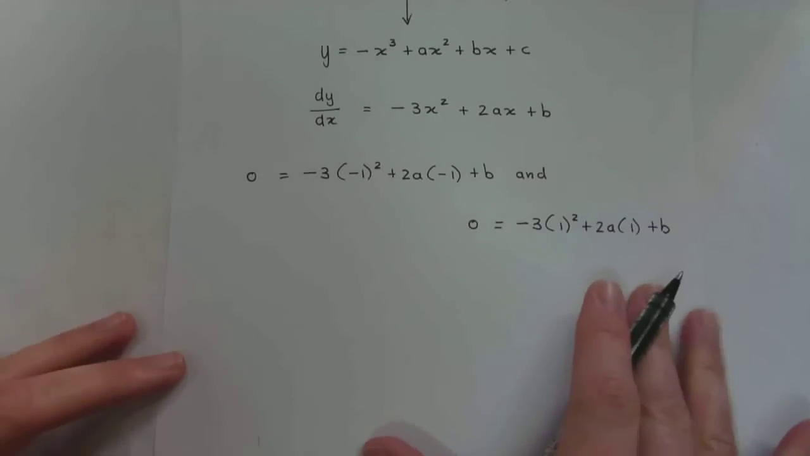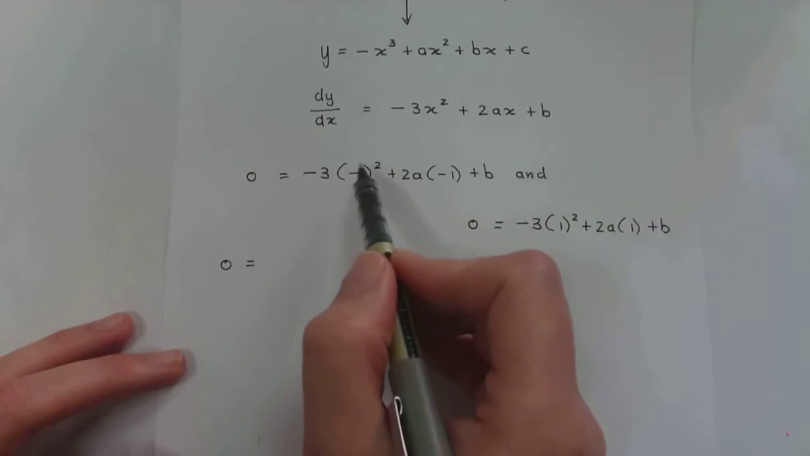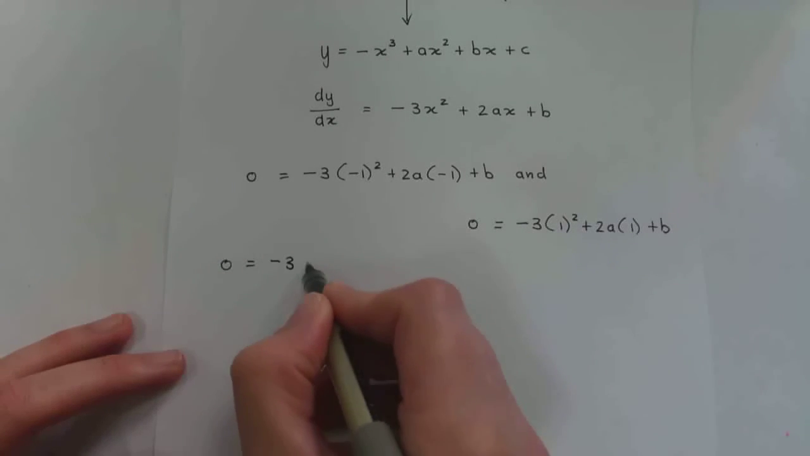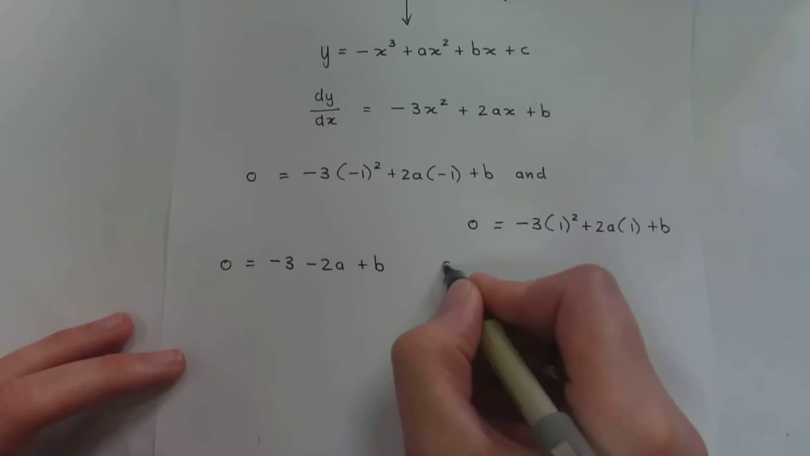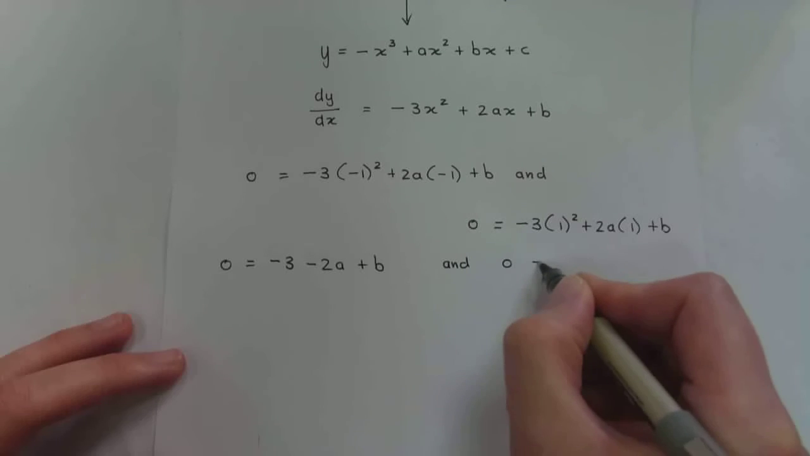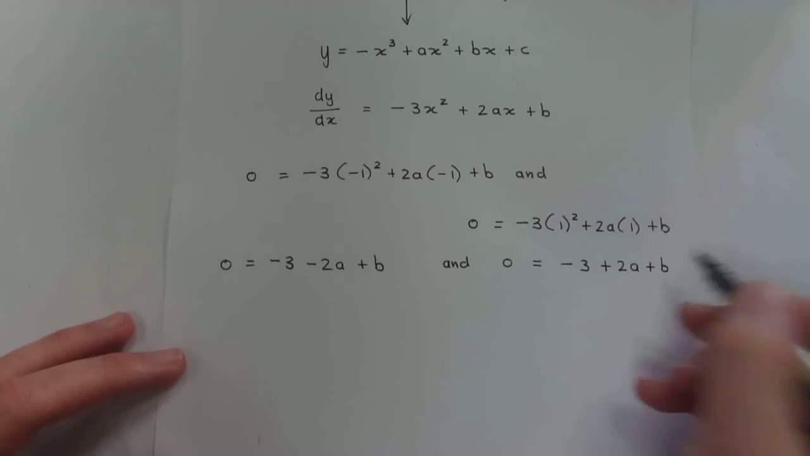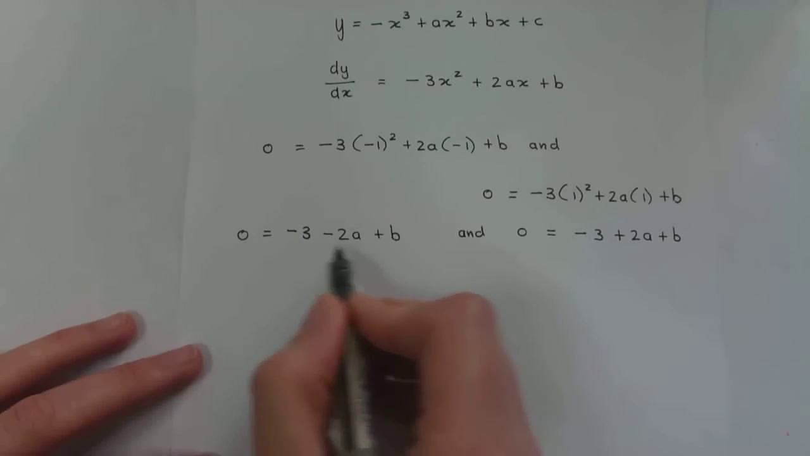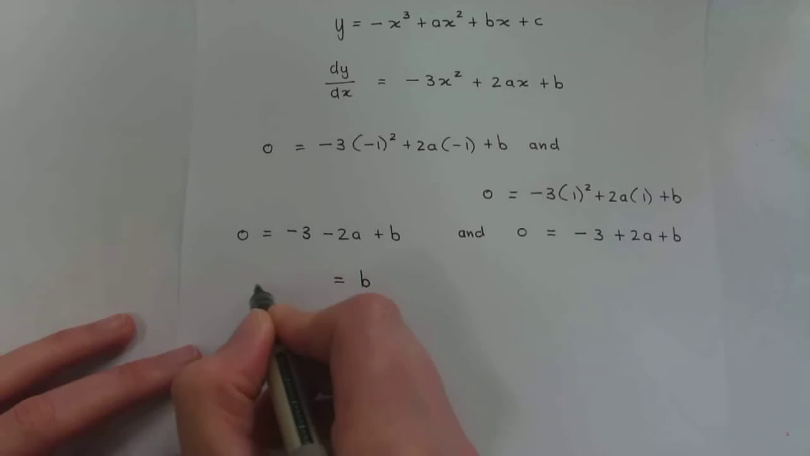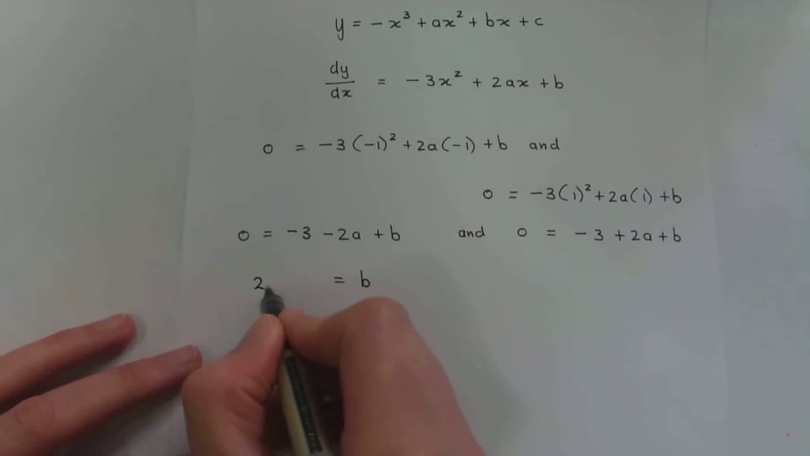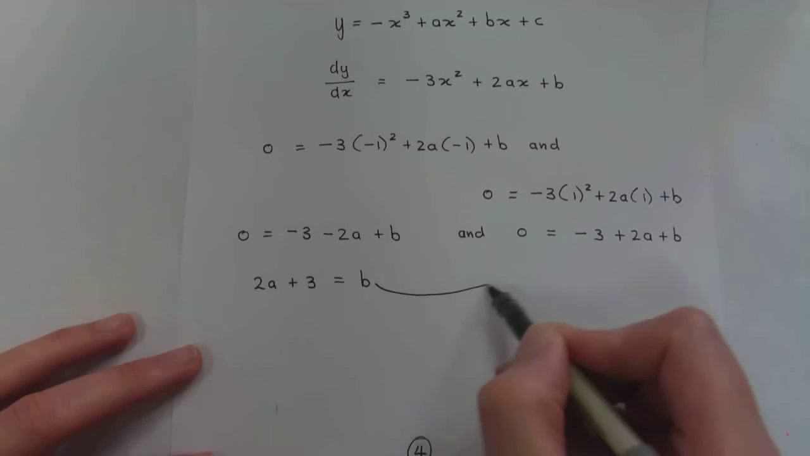So I'm going to simplify this one first, and I'm going to say 0 is equal to minus 3 times positive 1, so it's negative 3, minus 2a plus b. And then this one, 0 is equal to minus 3 plus 2a plus b. Now you could actually just take one of these two. So I'm going to take this one and say that b is equal to 2a plus 3. So just this one, I'm going to simplify and sub that into the b value there.